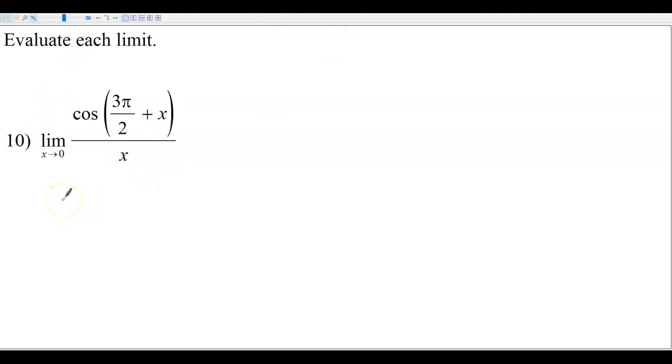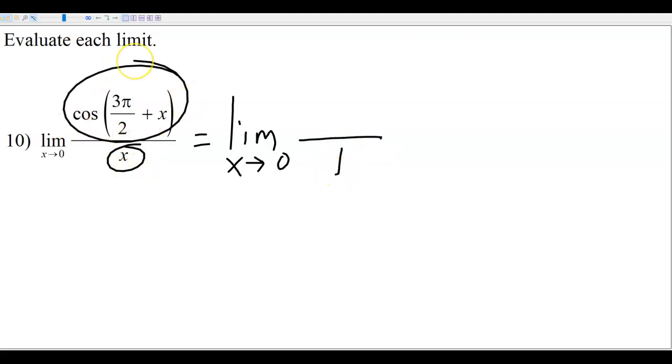According to L'Hopital's rule, this limit will be equal to a new limit where you take the derivative of the bottom, which is 1, and the derivative of the top. Now, this is going to be a chain rule on the top. I've got my outer function, which is a cosine. And then I've got my inner function here, which is this 3 pi over 2 plus x. Now, the derivative of the outside, the derivative of cosine is negative sine. The inside's going to stay the same.